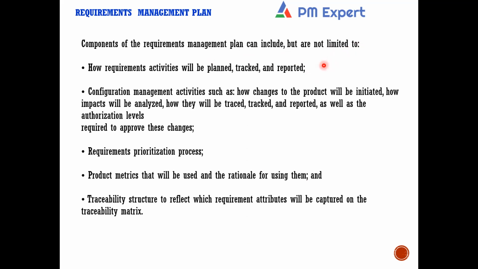How requirements activities will be planned, tracked and reported, right? How changes to the requirements will be managed, right? In fact, including who will approve and how the requirements are approved. How the changes are approved is also there in this plan. Requirement prioritization process, right? The product metrics that will be used and the rationale for using them, the structure of the traceability matrix, right? All of these things are defined in the requirements management plan.